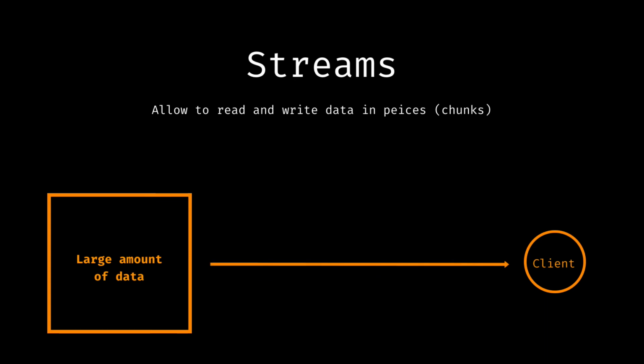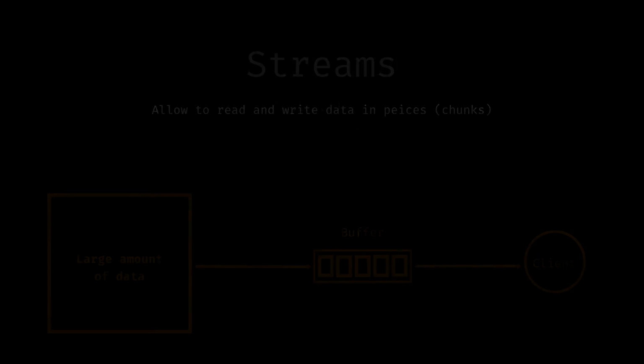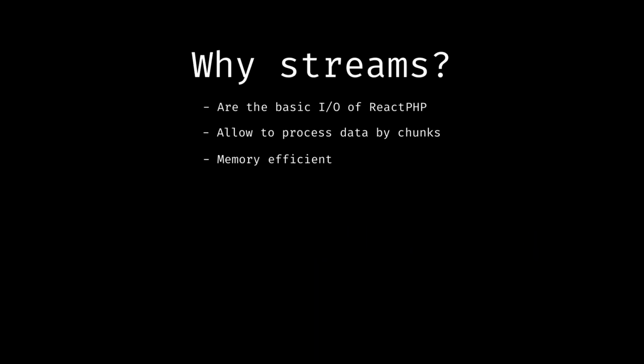But the client doesn't want to load the whole movie at once, because the connection may be slow. Instead, we want to break this large movie file into chunks. So, we load a buffer of chunks at a time. Some amount of chunks is stored in a buffer, and then it goes as a whole thing to the client. Streams play a huge role in event-driven asynchronous applications. They are the basic I/O in ReactPHP.